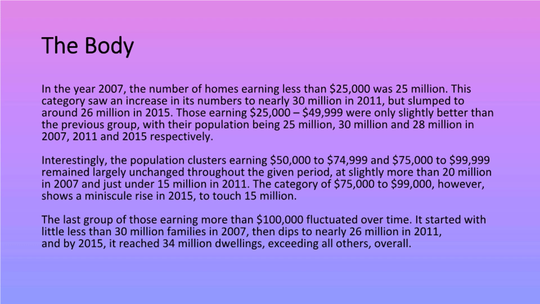The last group of those earning more than $100,000 fluctuated over time. It started with a little less than 30 million families in 2007, then dips to nearly 26 million in 2011. And by 2015, it reached 34 million dwellings, exceeding all others overall.